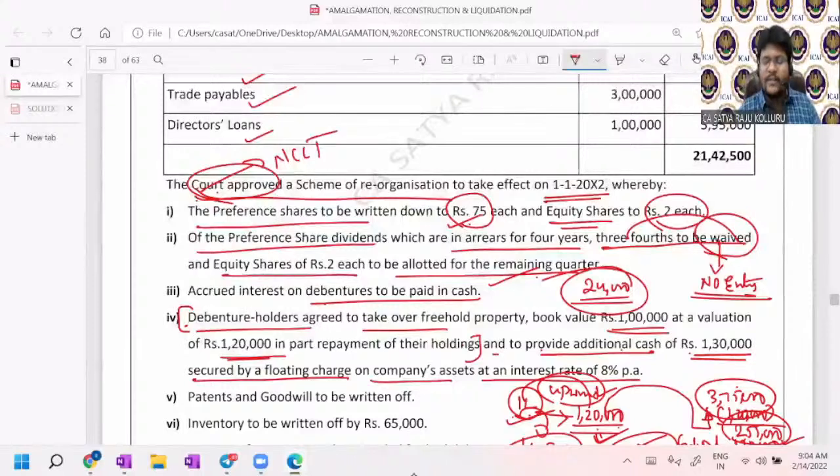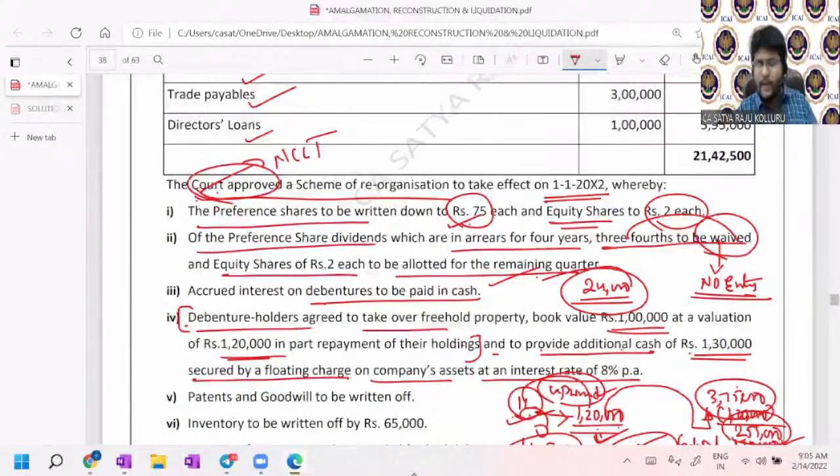Now the new debentures are 8% debentures, which is simply an issue of debentures entry. What is the journal entry at the time of issue of debentures? Bank account Dr. 1,30,000 to 8% debentures account 1,30,000. Now, right now they are having a floating charge on all the assets. Earlier they had a fixed charge on the freehold property, but right now they have a floating charge on all the assets. Simply the additional entries for the purpose of issue of debentures: Bank account Dr. to 8% debentures account.